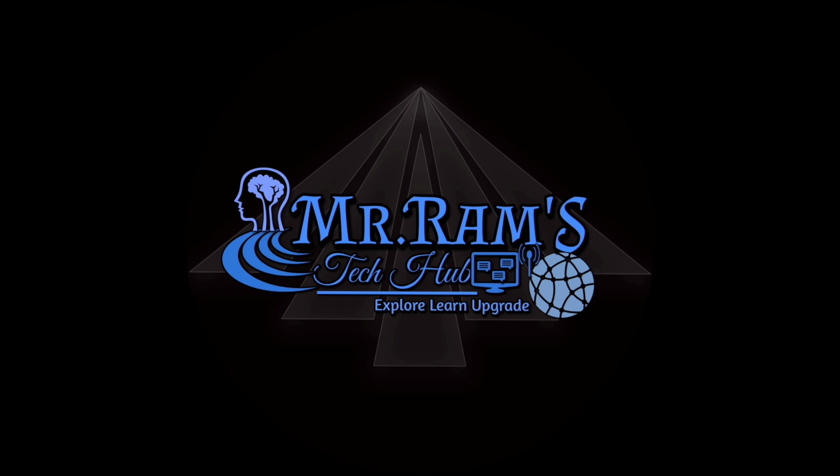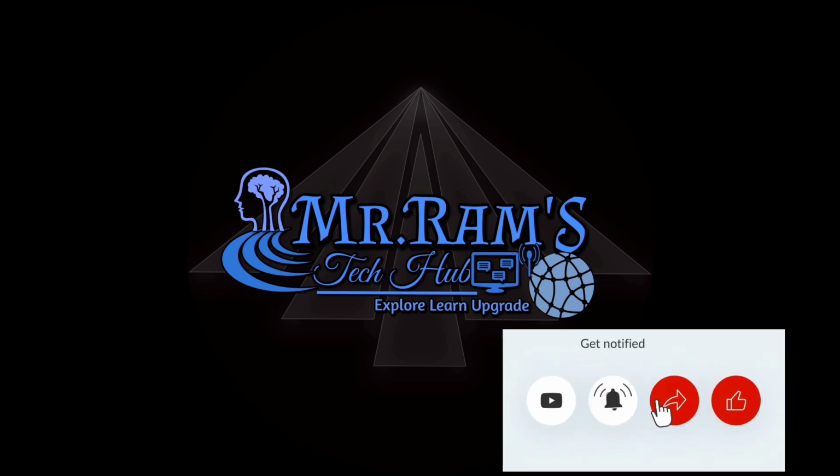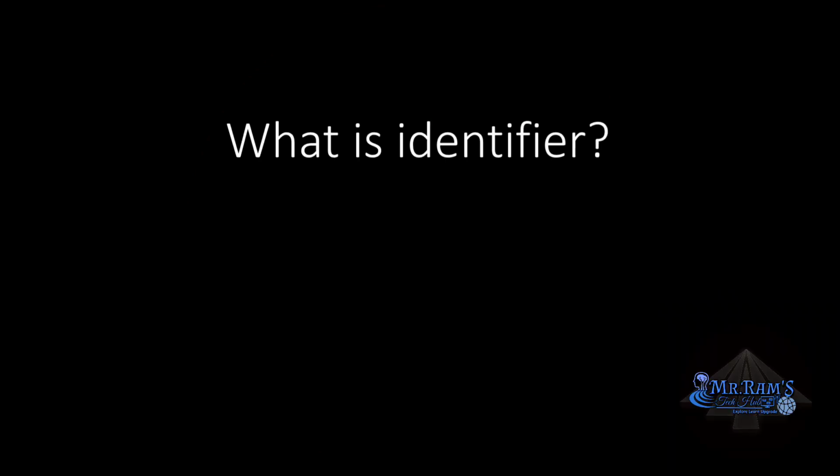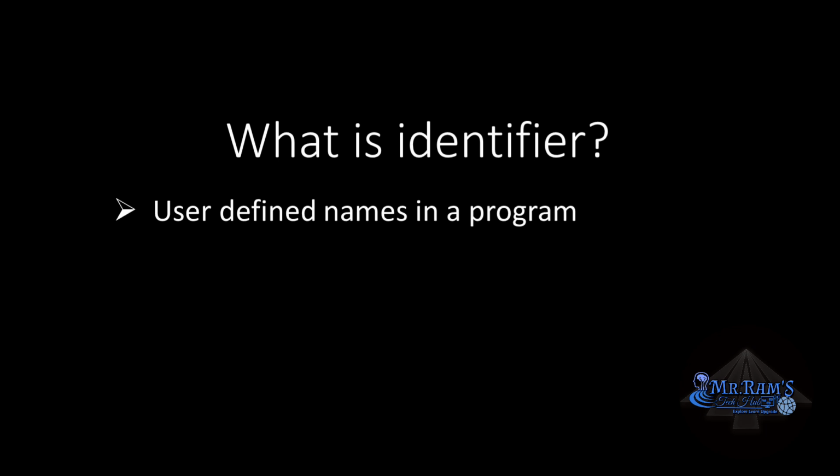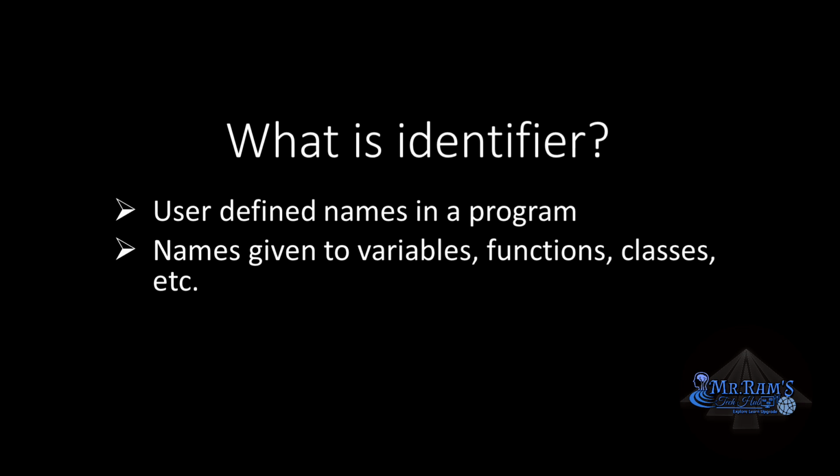Explore, learn, upgrade. In this video we are going to learn about what is an identifier. An identifier is nothing but a user defined name in a program. In a program you are defining some names; those names are known as what? Identifiers. How do you identify yourself? By your name, right? Same here, a user defined name in the program is known as an identifier. The names given to variables, functions, classes, etc.